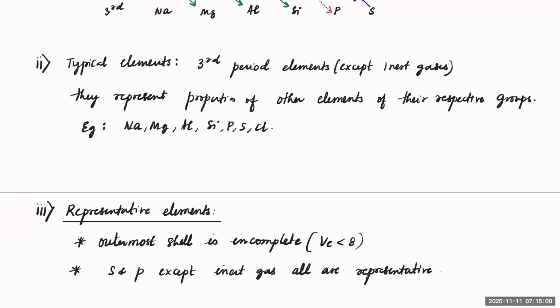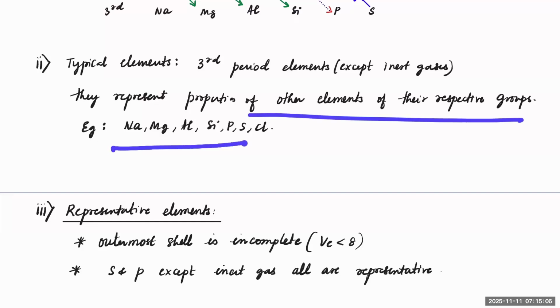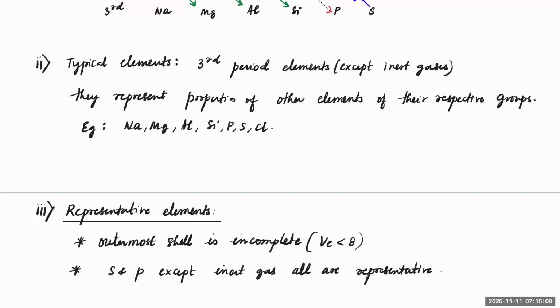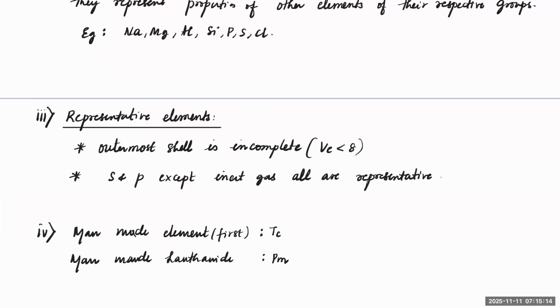Next, typical elements. Third period elements, except the inert gas elements, are called typical elements. They represent properties of the other elements of the respective groups. Representative elements: all S and P elements which have an incomplete octet are called representative elements. Remember, D and F are not called that, only S and P.